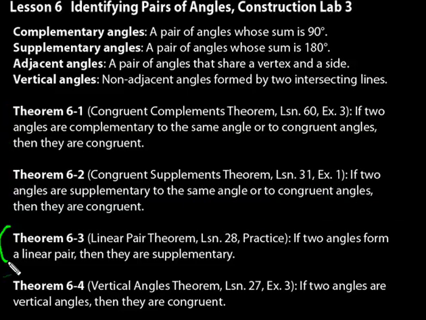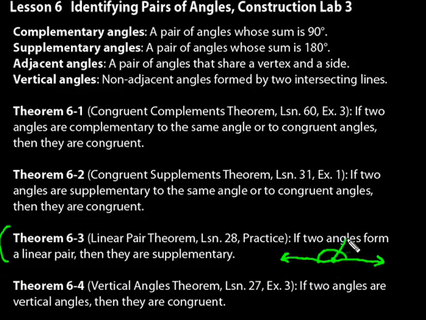Now moving on to theorem 6-3, the linear pair theorem. If two angles form a linear pair, then they are supplementary. Now a linear pair, those are adjacent angles whose non-common sides are opposite rays. So opposite rays, let's say if we had an endpoint here, we have a ray going this direction. Opposite of that would be this direction. So that whole angle there would be 180 degrees.